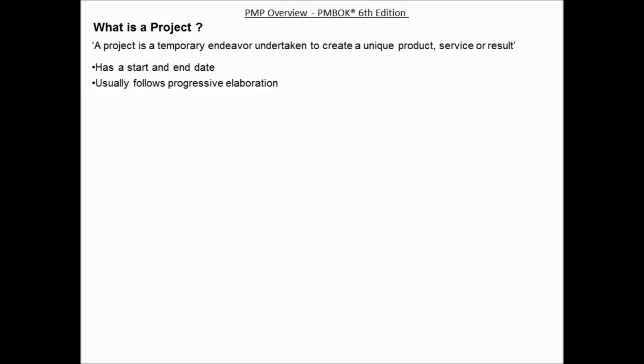So when the project proceeds, you will have more improved information, right? Which will help modify and improve the plan even better. So that's the basic definition of progressive elaboration. Now, like I discussed earlier, it creates a unique product, service, or a result. So now that we know the definition of a project and the characteristics of it, let's understand what is the difference between a project and an operation.